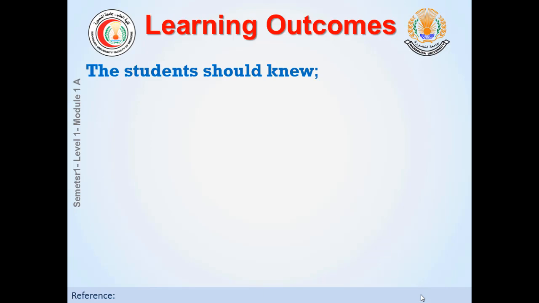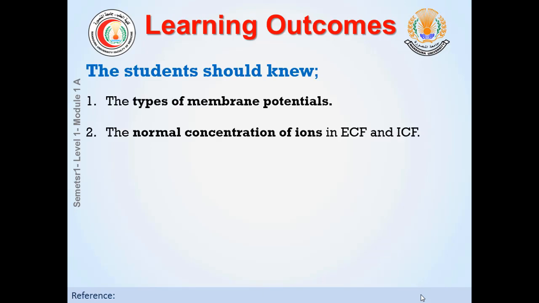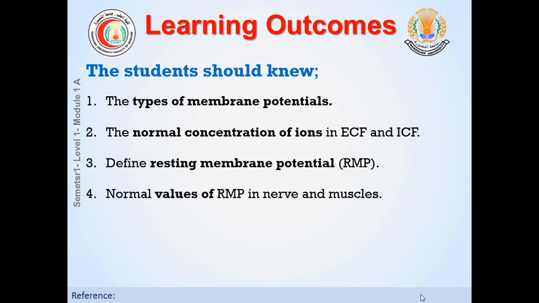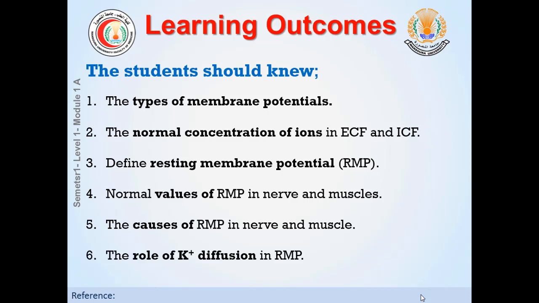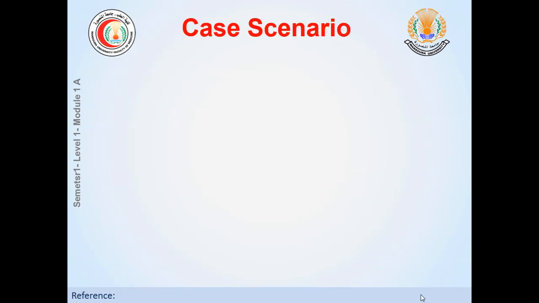Learning outcomes: the student should know the types of membrane potential, the normal concentration of ions in extracellular fluid and intracellular fluid, define resting membrane potential, normal values of resting membrane potential in nerves and muscles, the causes of resting membrane potential in nerve and muscle, the role of potassium diffusion in resting membrane potential, the role of sodium potassium pump in resting membrane potential.